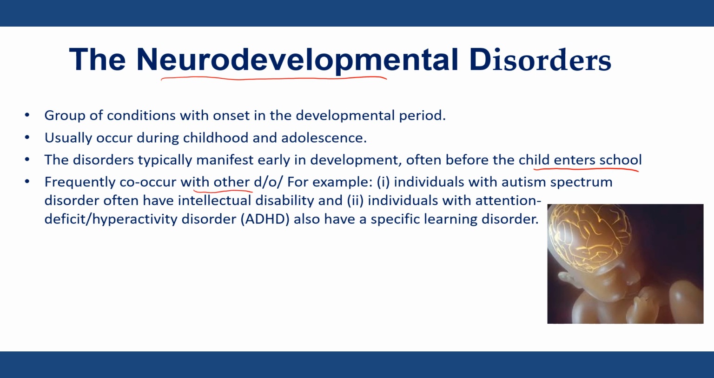All right. Another interesting point about child psychiatry is that these symptoms frequently co-occur with other disorders. For example, you may have a client with autism spectrum disorder, ASD, and they may have a co-occurrence with intellectual disability, which we will talk about in a minute. The second example I have is an individual with ADHD may also have some other comorbidity, if you will, either ASD or some other specific learning disorders.